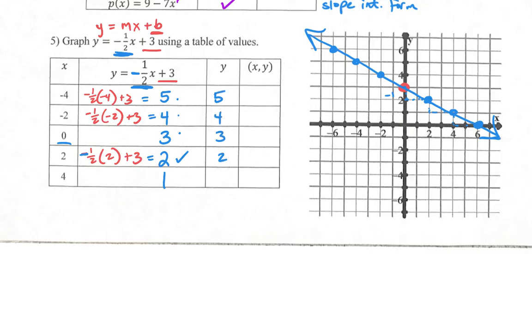And then I'll notice that the coordinates that would have been negative 4, comma 5, kind of match with the points that I'd have. That was negative 4, comma 5. Negative 2, comma 4. So if I do it right, the table should match our graph.